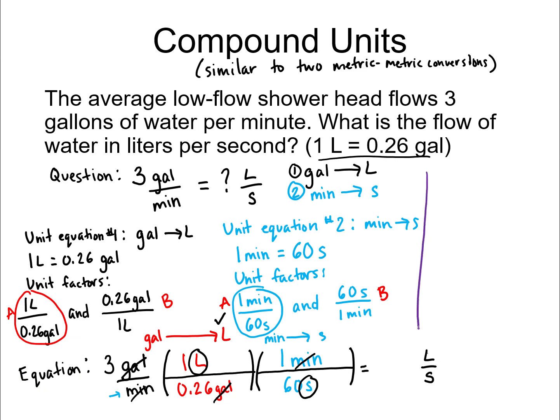If you're going to enter this into your calculator, you need to do 3 divided by 0.26 divided by 60. Try that out. Let me know what you get.